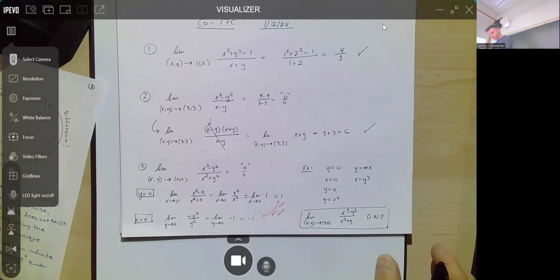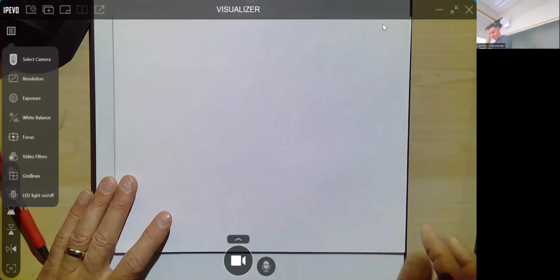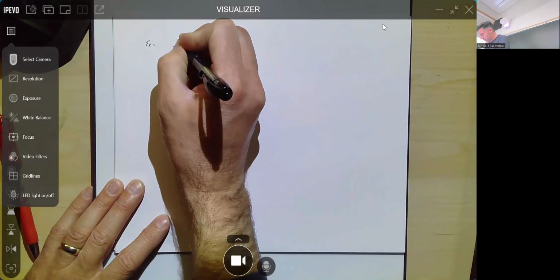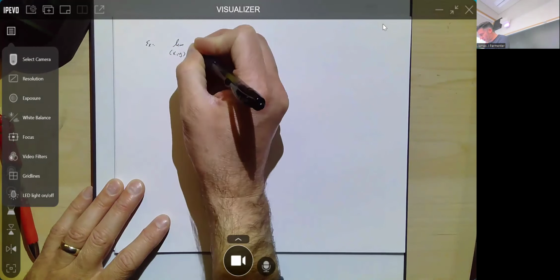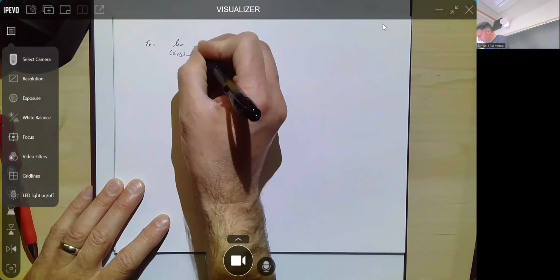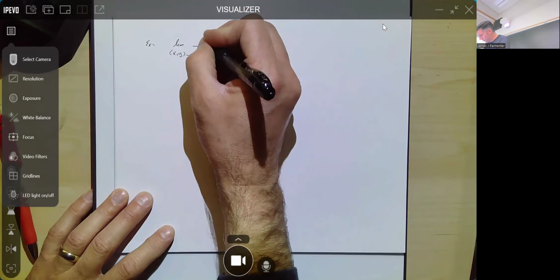Let's look at that one. Don't think you did that one, class. Let's look at the limit as x, y approaches 0, 0 of 4xy over x squared plus y squared.